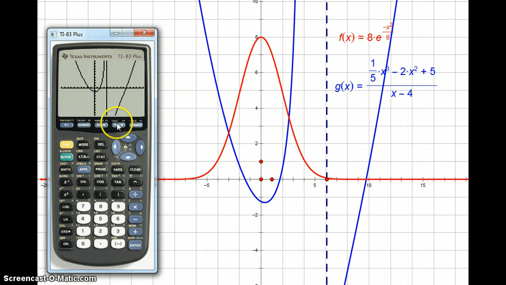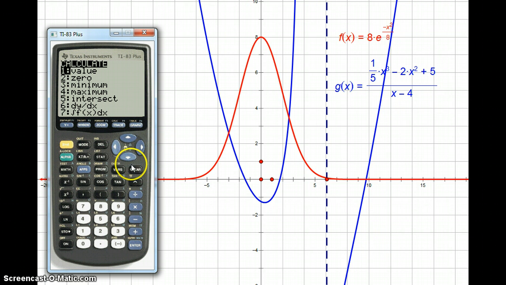If we go into the calculate menu, which is under second and trace, we can see all of the options of what we can calculate on a graph. It has value, zero, minimum, maximum, intersect, all that sort of stuff. So we'll explore those one at a time. First with value. If I hit enter on this to find a value, I can type in a value and see what comes back out.